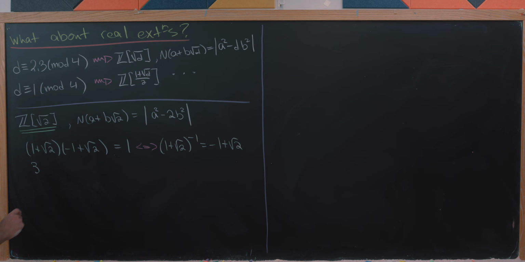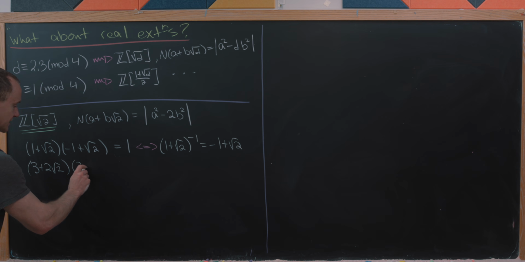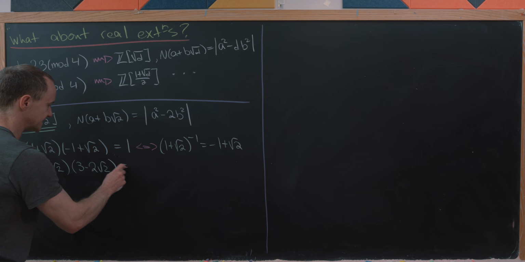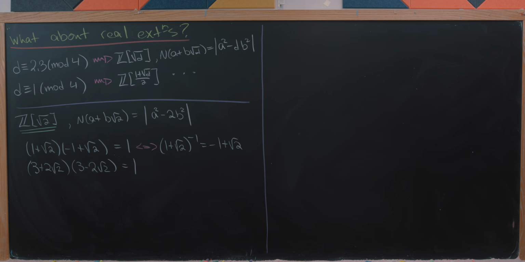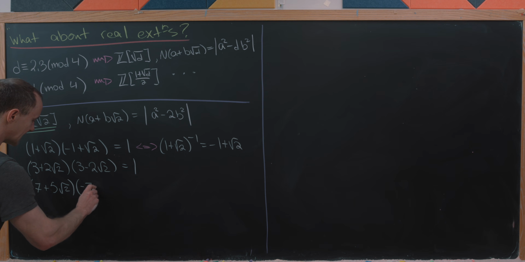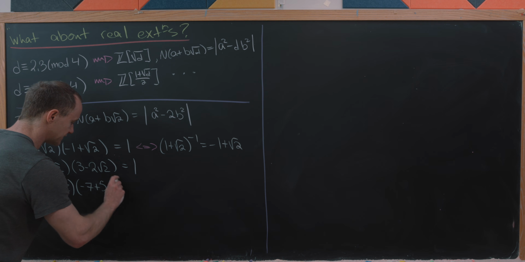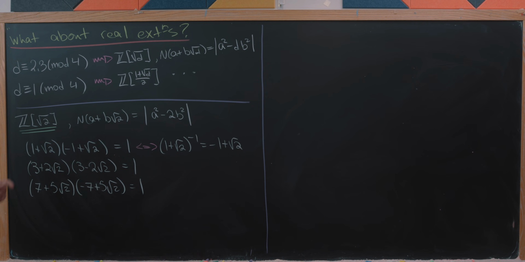So just as a quick highlight of this, 3 plus 2 times the square root of 2 times 3 minus 2 root 2 is equal to 1, meaning that those are going to be inverse pairs. And then one more, 7 plus 5 times the square root of 2, and then negative 7 plus 5 times the square root of 2 is also 1. So those are inverse pairs as well.